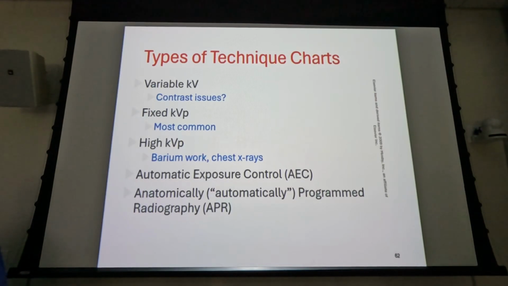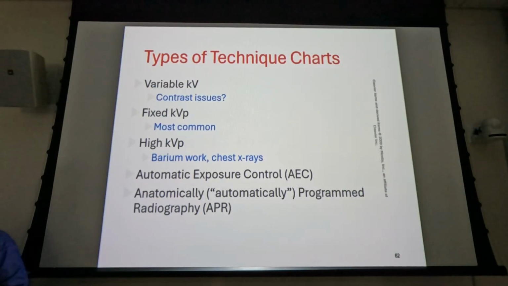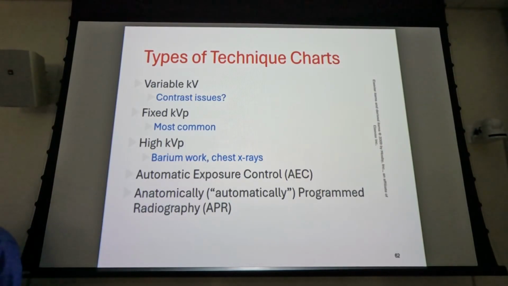And that's kind of built into the system with what we refer to as anatomically programmed radiography. I got in parentheses automatically programmed radiography because it's kind of one and the same. You push a button that says chest x-ray and it sets you up for a chest x-ray automatically, right? So I've heard it referred to both ways. Probably anatomically programmed radiography is more common, but automatically as well.